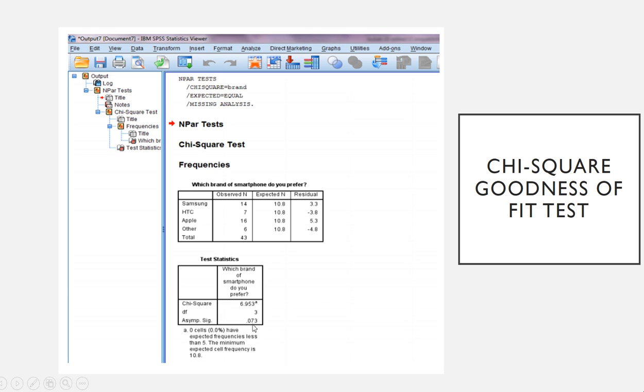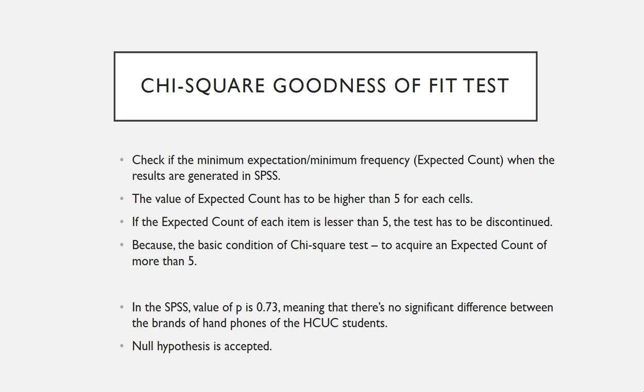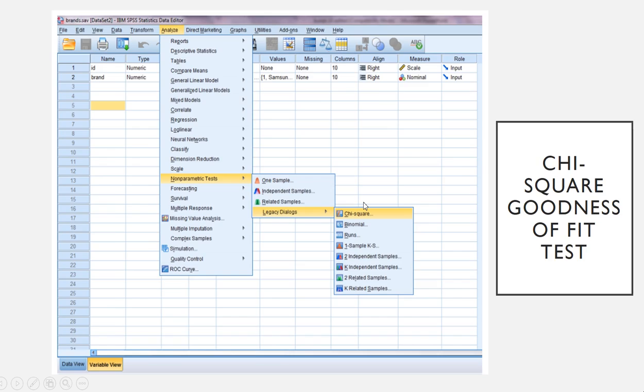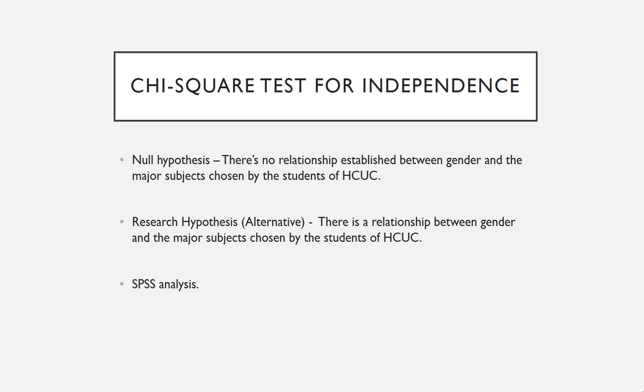Here 0.073, more than 5 as well. So in SPSS, the value of P is 0.03, meaning that there's no significant difference between the brands of handphones of the HUC students. So therefore, the null hypothesis is accepted. This is your null hypothesis.